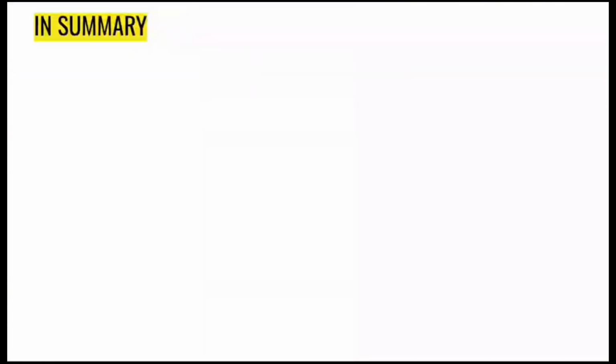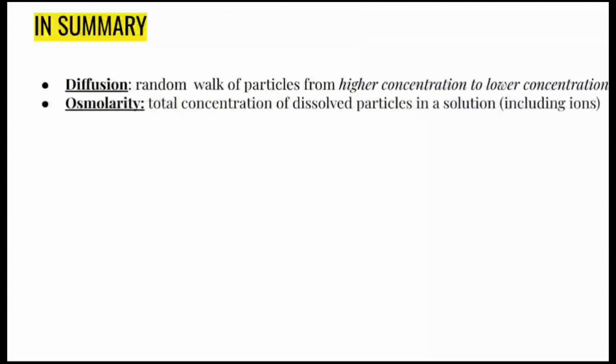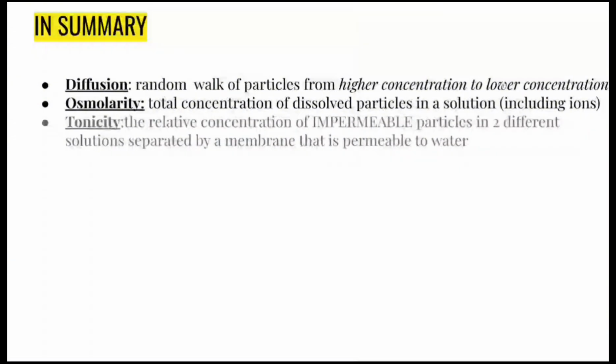So in summary, diffusion is the random walk of particles from a high concentration to a low concentration. Osmolarity is the total concentration of dissolved particles in a solution, and this includes the ions like sodium and chloride. Tonicity is similar to osmolarity, but is the concentration of only the impermeable particles in the two different solutions, right? So if we have a difference in the concentration of these impermeable particles, then we have different types of solutions.